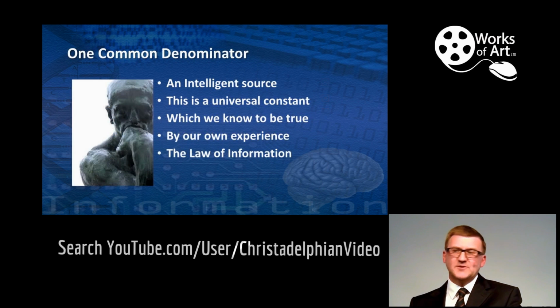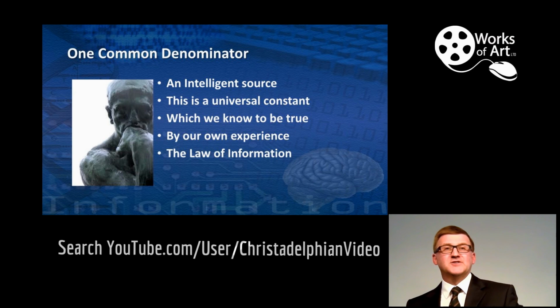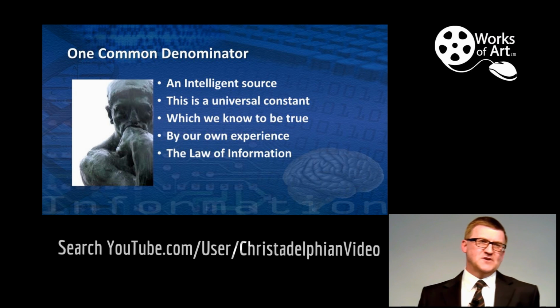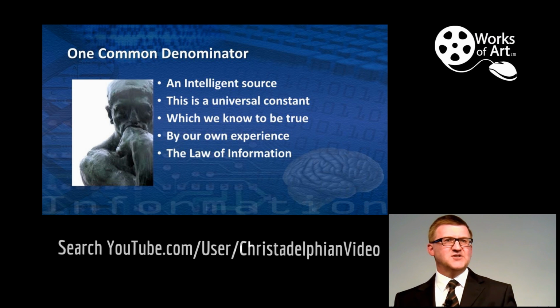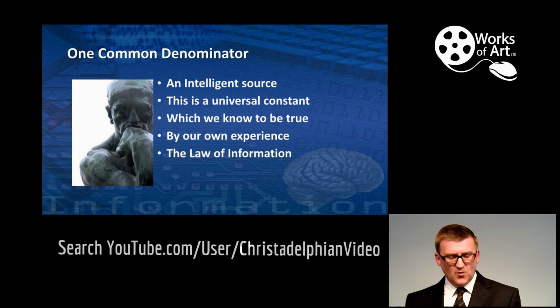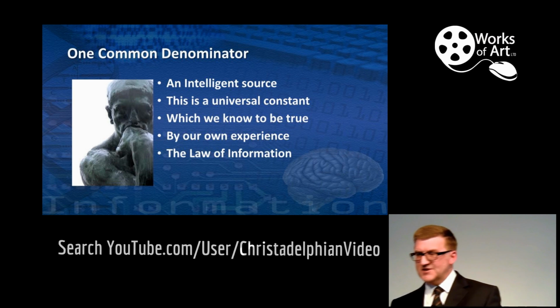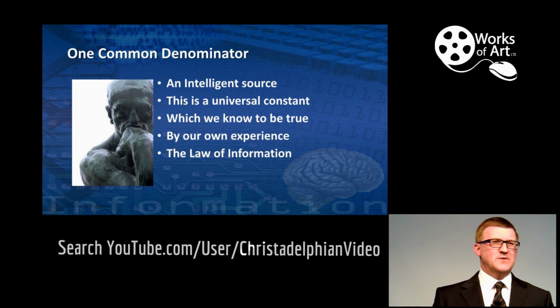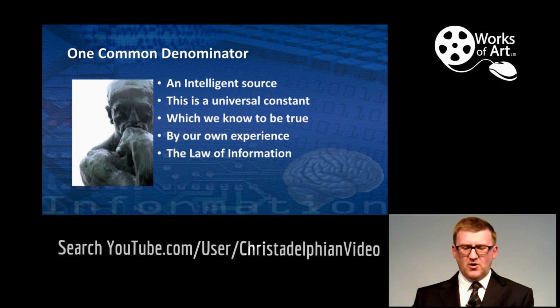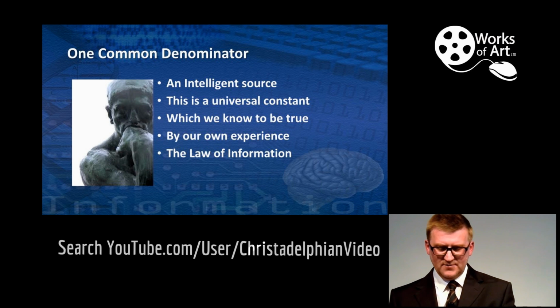And we see that there's one common denominator. That an intelligent source is always involved, without exception. Without exception, everything we see around us, there is an intelligent source that's designed the information. We know this by our own experience. And some scientists have held this to be a law of information. Information can only come from an intelligent source. It's not created randomly. The information source is not dependent upon the medium by which it's transferred.